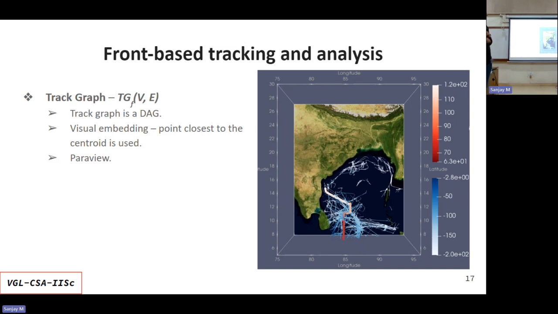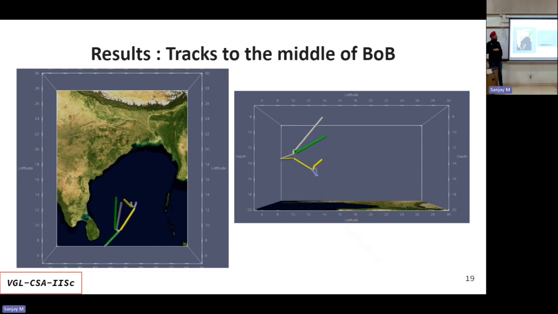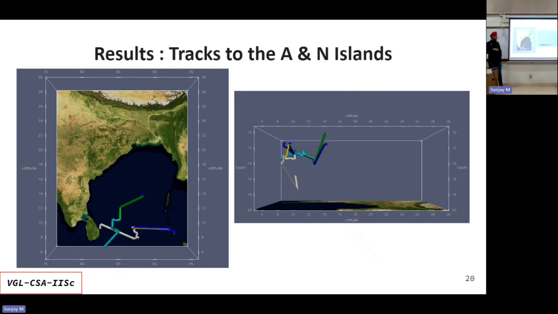So this is the whole track graph that we got, and I have highlighted one track here just to show something interesting. When we extract tracks out of this track graph, we see a few interesting things. One thing we see is a group of tracks that moves towards the coast of Visakhapatnam, right? We also get another group of tracks which go towards the middle of the bay and kind of stop there. And we get another group of tracks which is turning towards Andaman Nicobar, right?